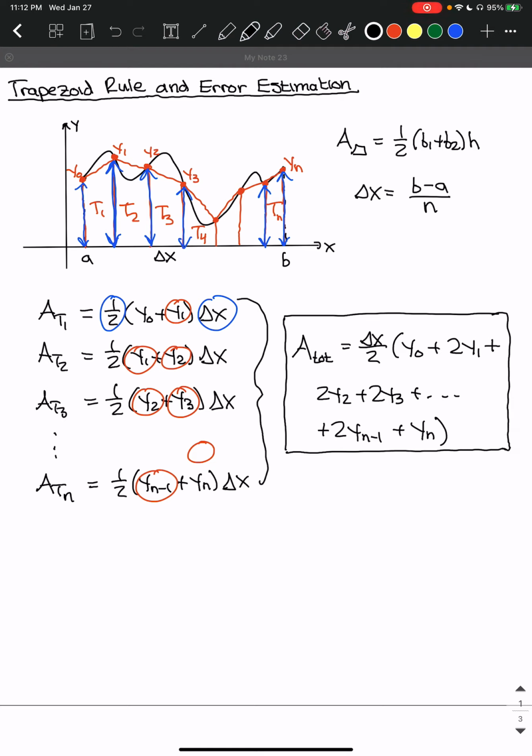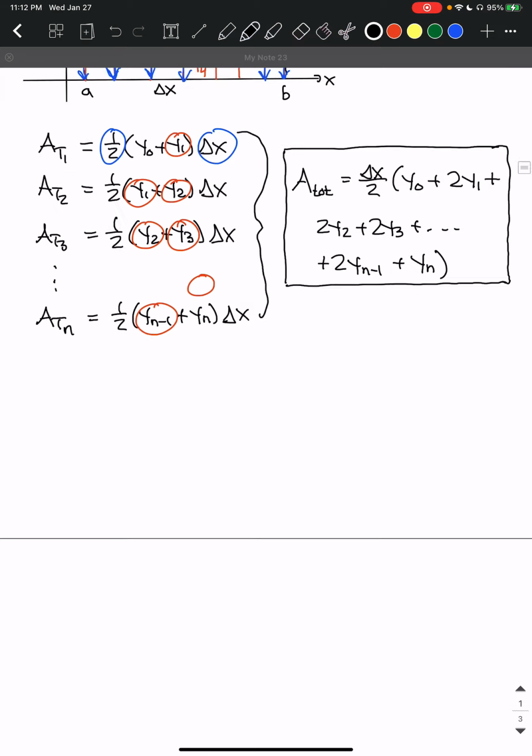But I think there's merit in figuring out where it comes from as opposed to just writing it down. Okay, so let's do an example. Let's go ahead and estimate the area underneath a curve. So we're going to denote that as the integral from 0 to pi of sine x dx using, right, I have to tell you how many trapezoids, 4 trapezoids.